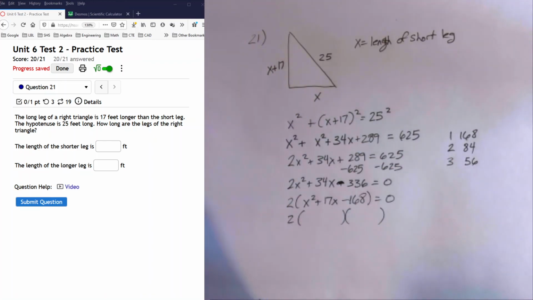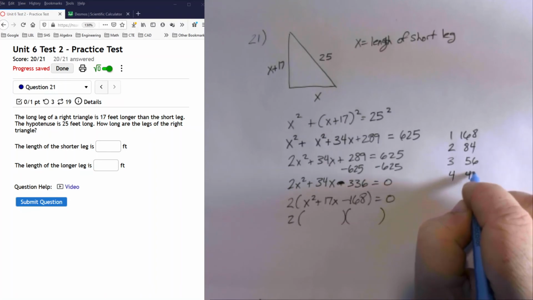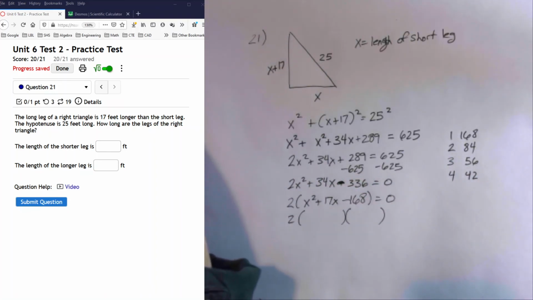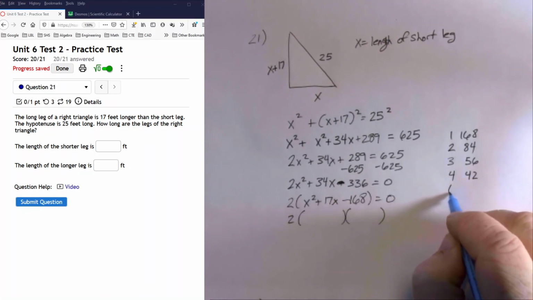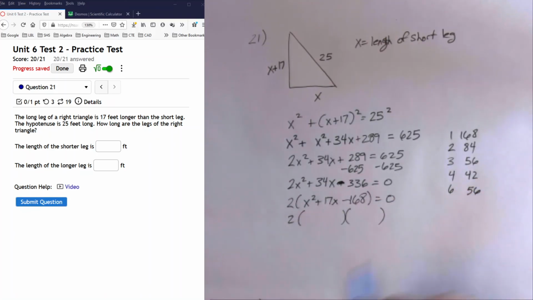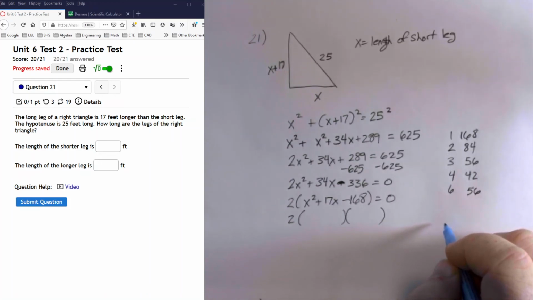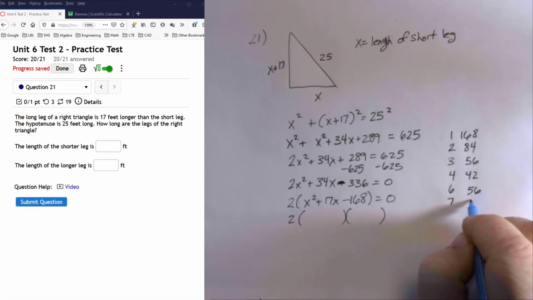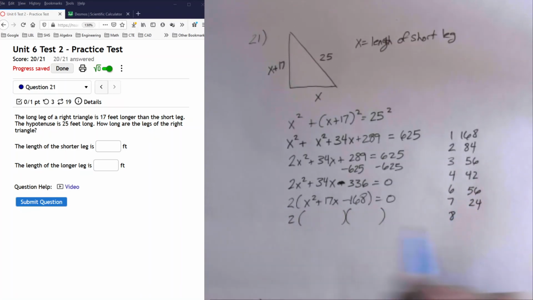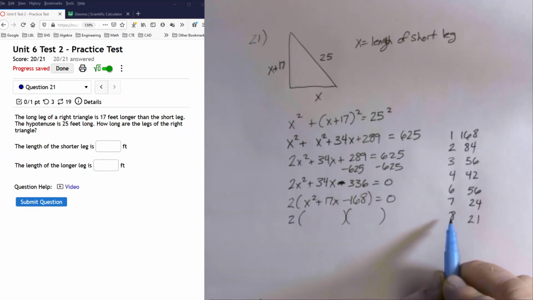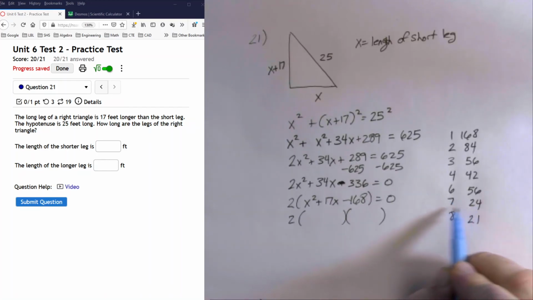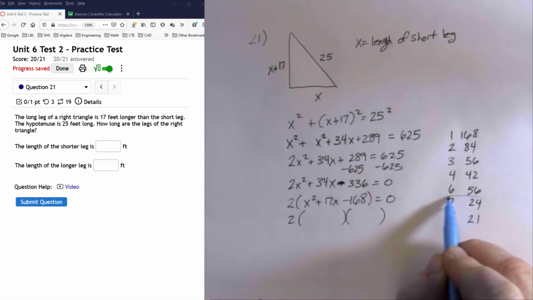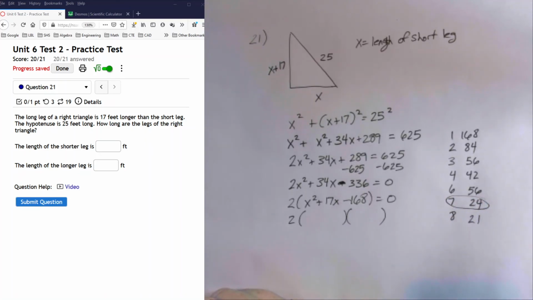4 and 42, 5 doesn't go into it, but 6 does. So 6 and 28. Okay, 7 does go into it, 7 and 24. 8 should go into it, and 21, 8 and 21. Okay, so we're getting close here, right? Here we've got a difference of 17 right here. So we can actually stop, right? 7 and 24 look like our numbers.